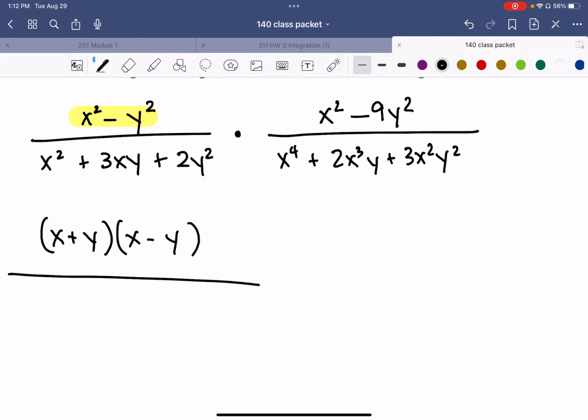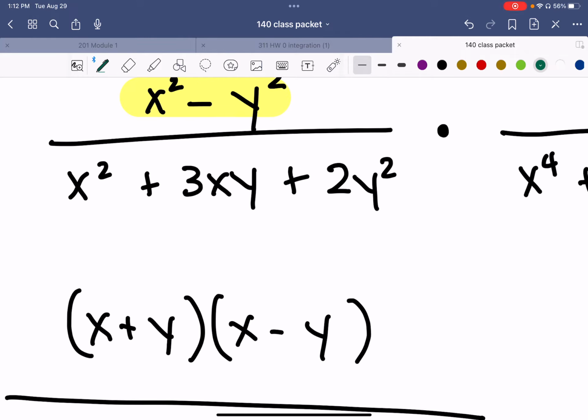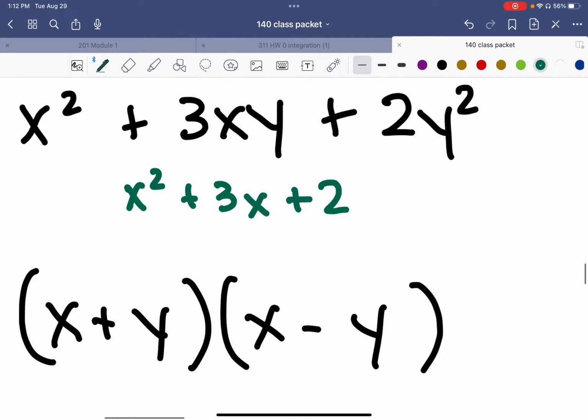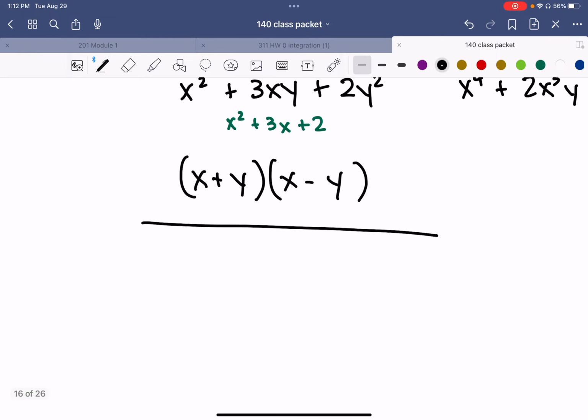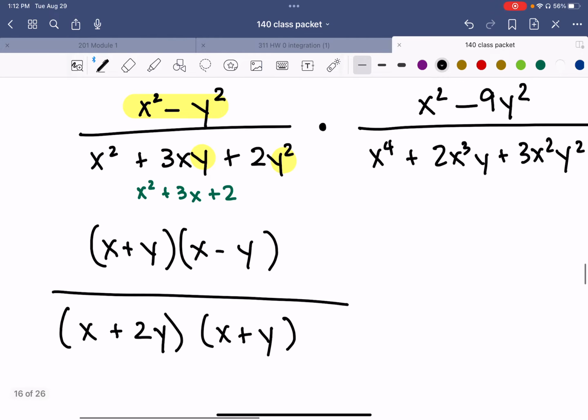On the bottom, if this one throws you for a loop, take out the y's. If you take away the y's for a second, it looks like this. And that one we can factor. We're looking to find two numbers that multiply to 2 that add to 3, and that's just going to be 2 and 1. So 2 times 1 gives you 2, but 2 plus 1 gives you 3. And so we're going to use that as the way we factor. So it's going to be x plus 2 and x plus 1. But because there's a y here and here, we put a y in that second spot. So it's going to look like this. And if you check, you can see that that's exactly what you get.